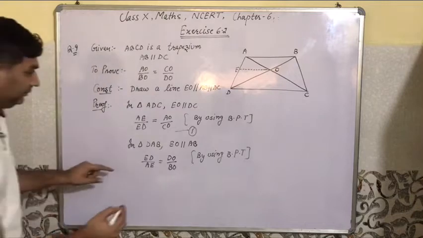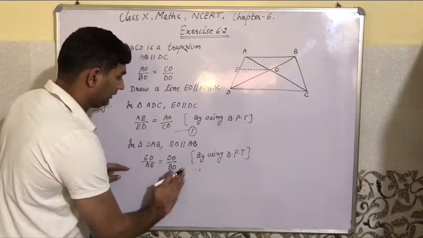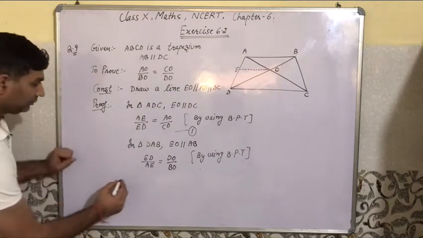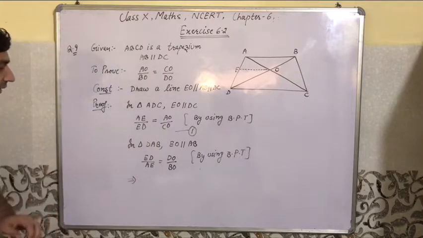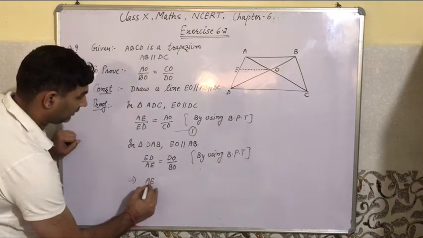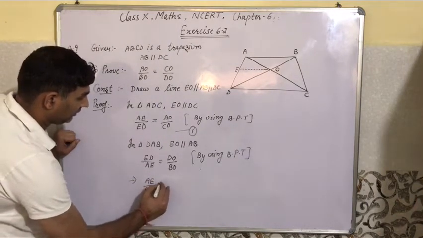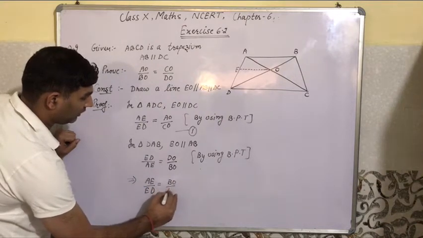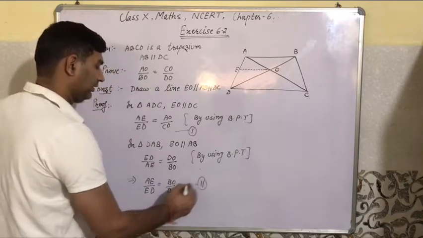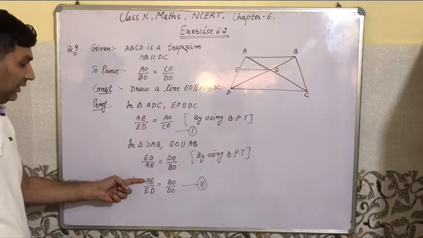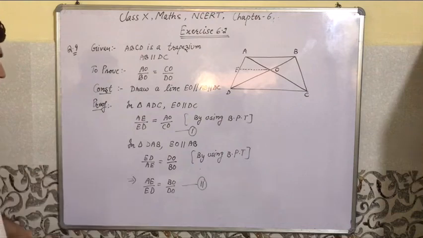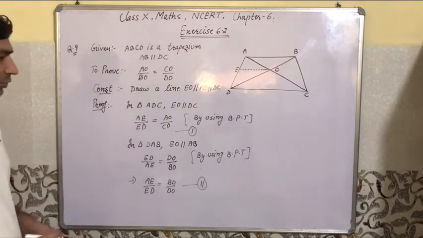And in both this equation, second, we cannot say that, because this and this both are not equal. Taking their reciprocal, AE upon ED is equal to BO upon DO. This equation second, we have taken its reciprocal, this AE upon ED and BO upon DO. From equation 1 and 2 we get right hand side of both are equal.